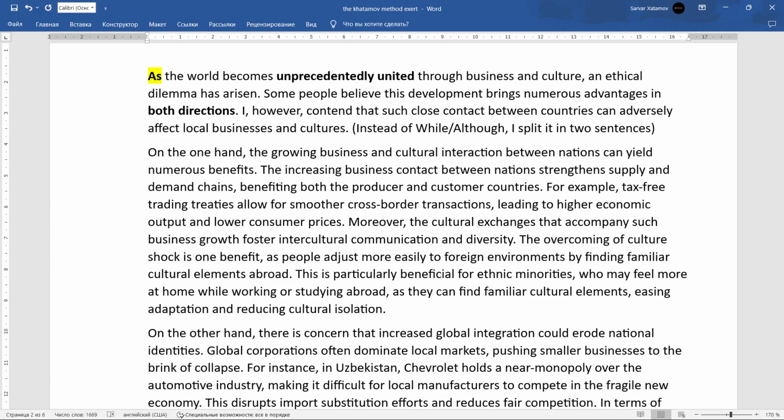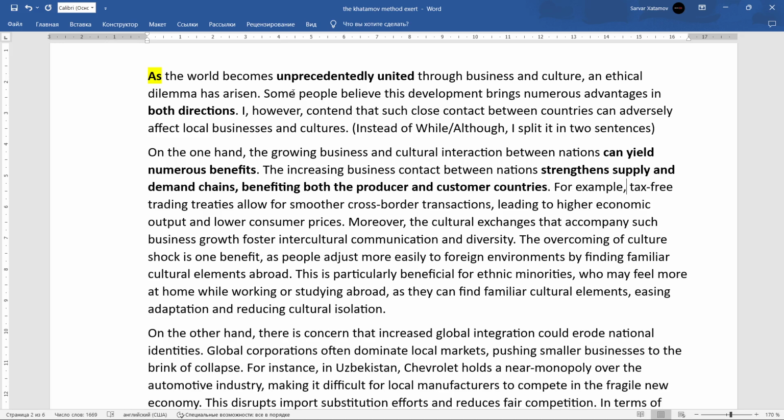The growing business and cultural interaction between nations can yield numerous benefits. The increasing business contact between nations strengthens supply and demand chains, benefiting both the producer and customer countries, right? We saw this. For example, tax-free trading treaties allow this right here.